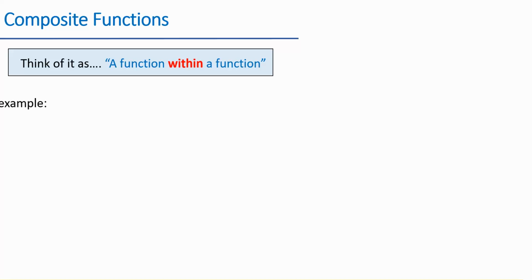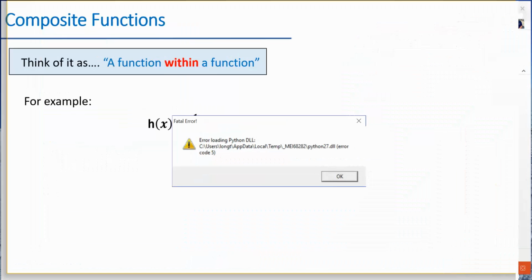What do I mean by that? For example, 1 on square root of x. Yes, you are expected to be able to draw that graph even though you haven't learnt it yet. You've learnt its individual parts though. I'm going to draw it over here.